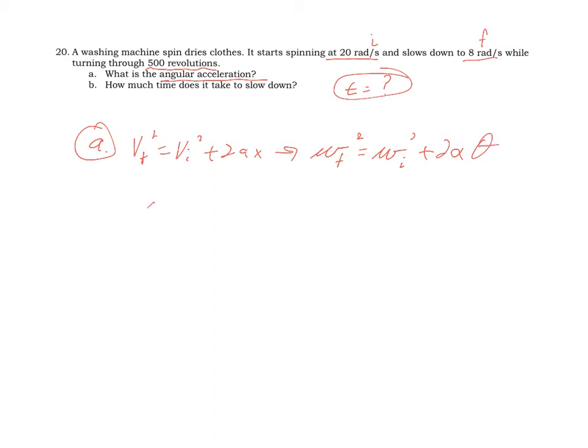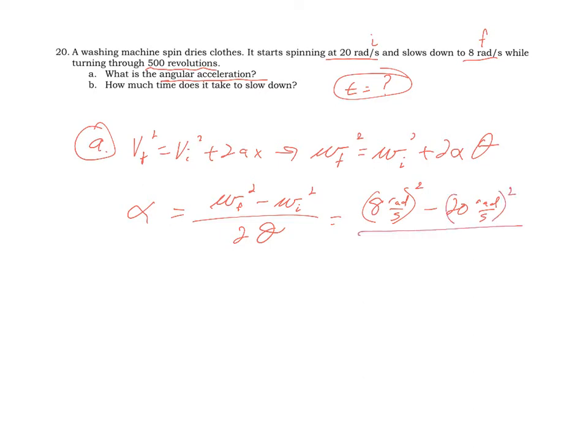If I rearrange that for acceleration, I'm going to get angular acceleration equals final angular velocity squared minus initial angular velocity squared, divided by 2 multiplied by the radians. Alright, so my final was 8 radians per second, squared, minus initial, which was 20 radians per second, squared, divided by, now here's the deal, it was 500 revolutions. That needs to be in radians.